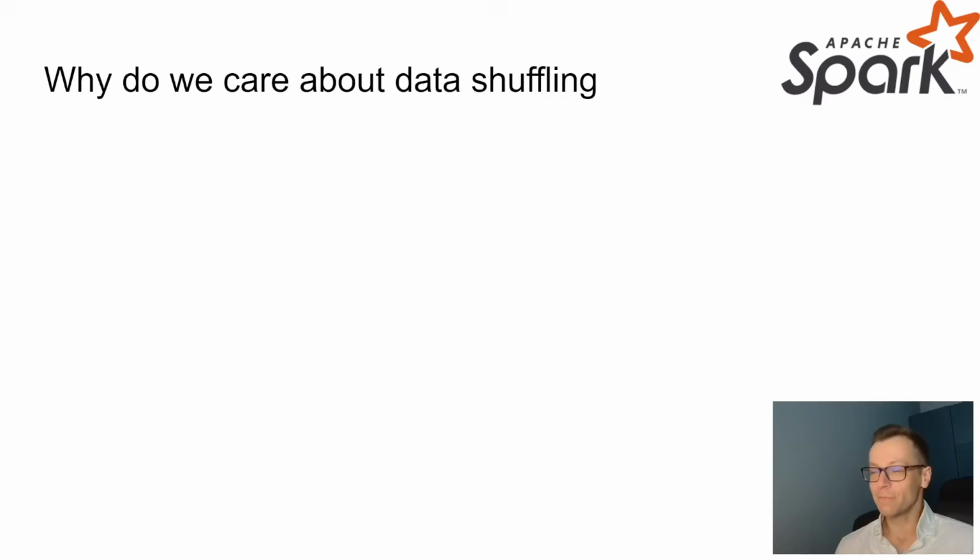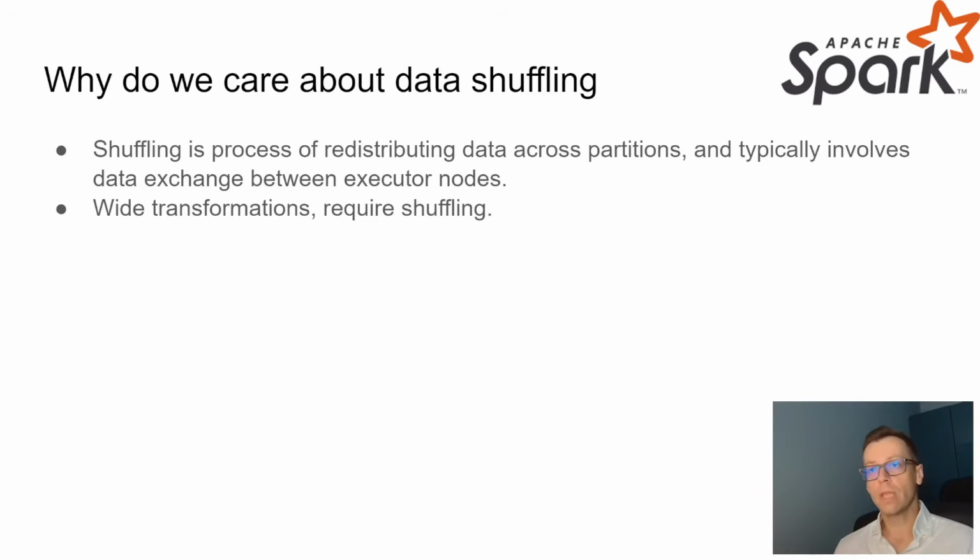Data shuffling. So why do we care about data shuffling? We are talking about it quite a lot. Data shuffling is a process of redistributing data across partitions and typically involves data exchange between executor nodes. We already know that. And wide transformations require shuffling, of course.